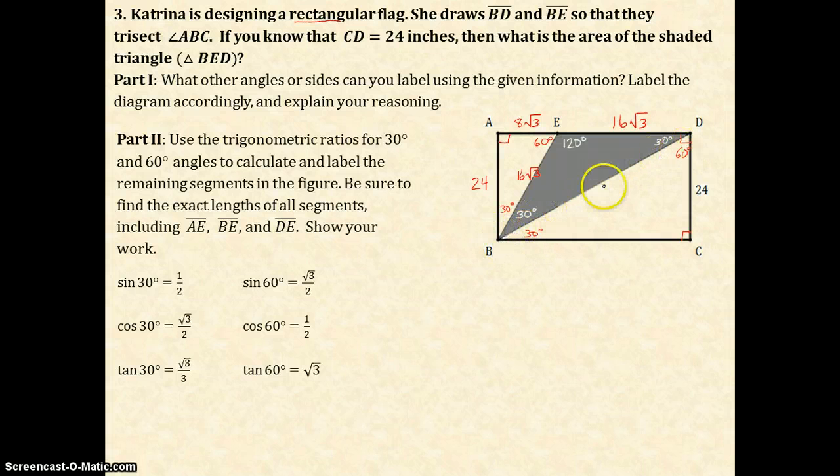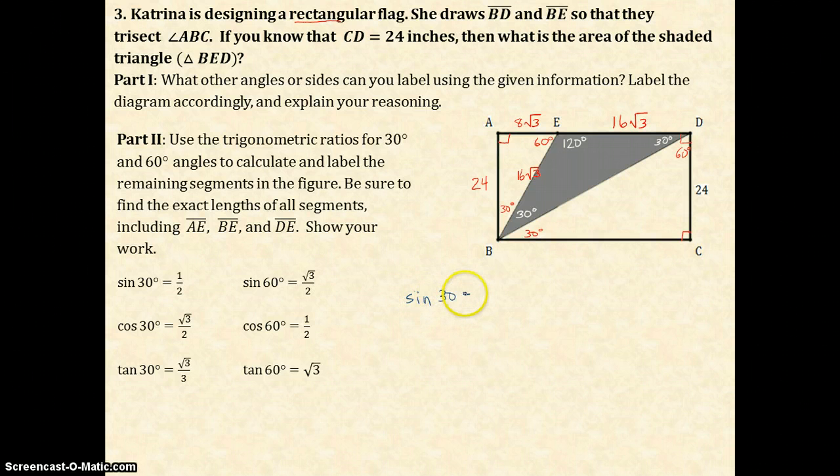We can figure out BD. We pick an angle, it doesn't matter which one we use. If we pick the 30-degree angle, then we would need to use sine because sine is opposite over hypotenuse. And if we picked the 60-degree angle, we would have to use cosine because cosine is adjacent over hypotenuse. And so I'll just show you both ways of figuring out BD. It doesn't matter which way you pick, whichever one seems more fun to you.